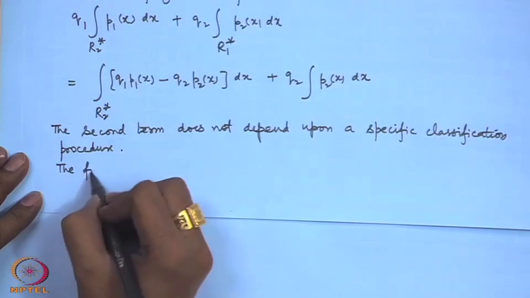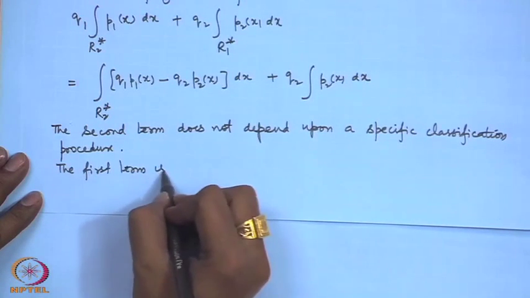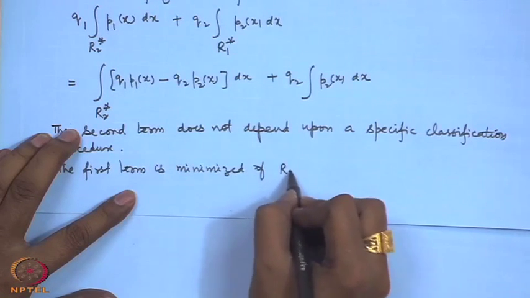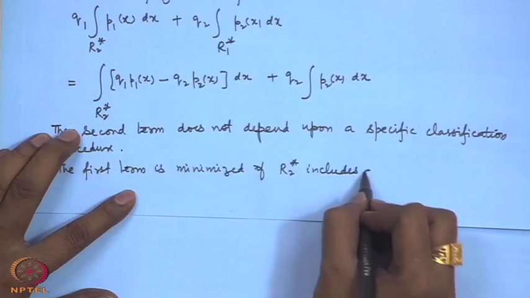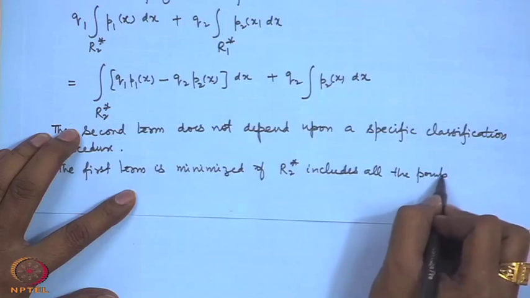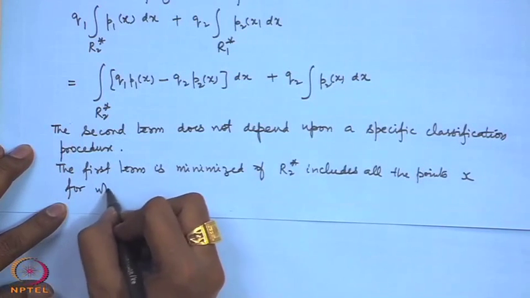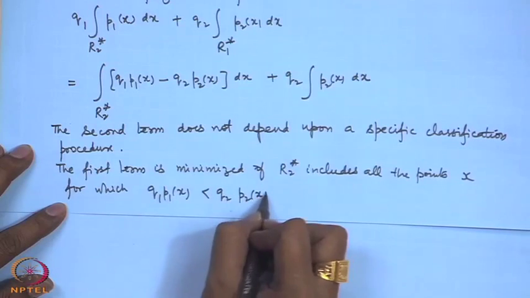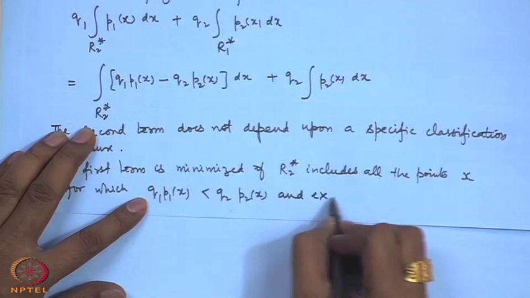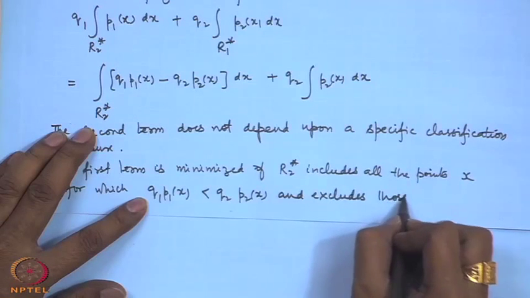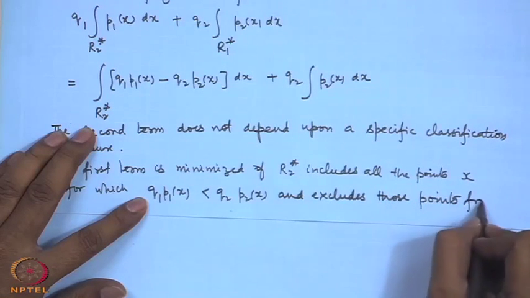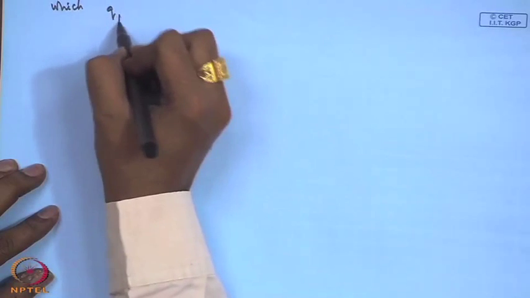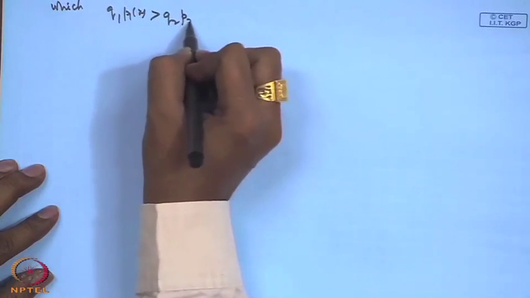Now, the first term, if you look at, this will be minimized if R2 star includes all the points x for which q1 p1(x) is less than q2 p2(x), and excludes those points for which q1 p1(x) is greater than q2 p2(x).